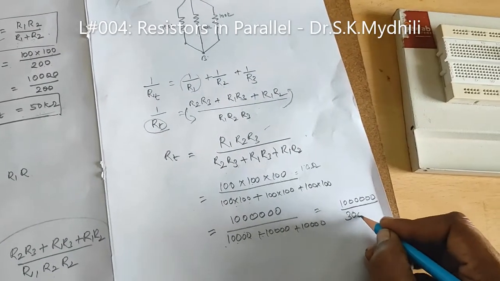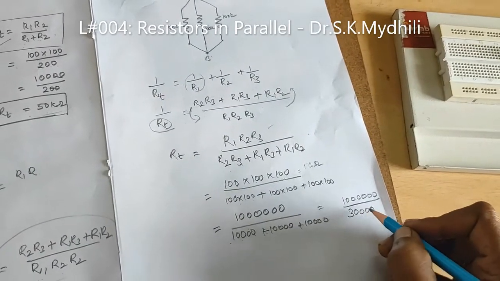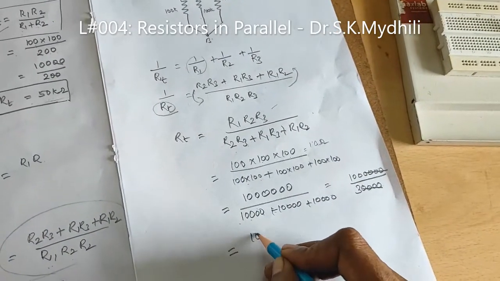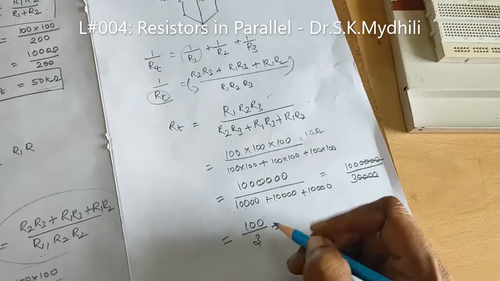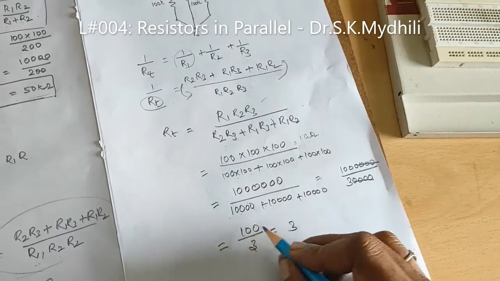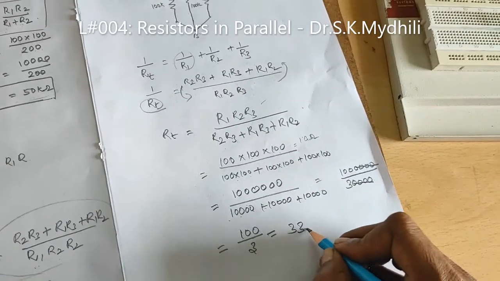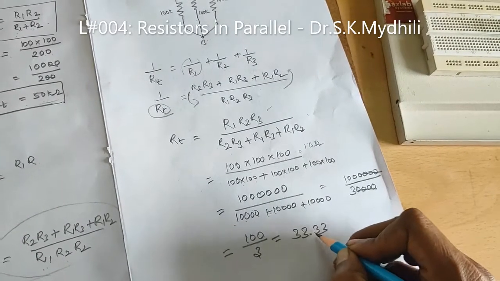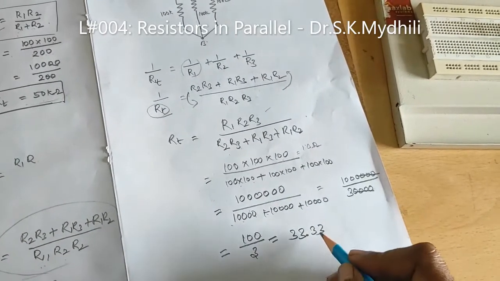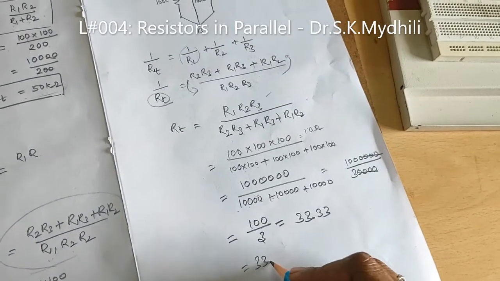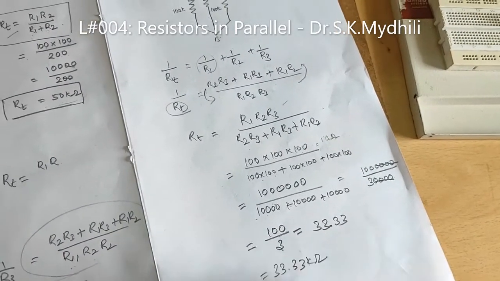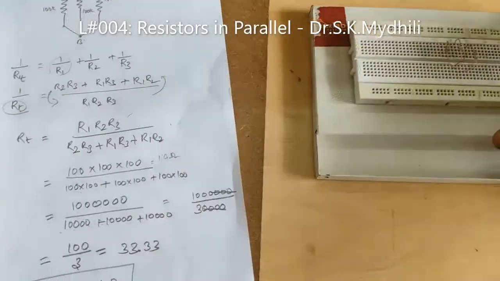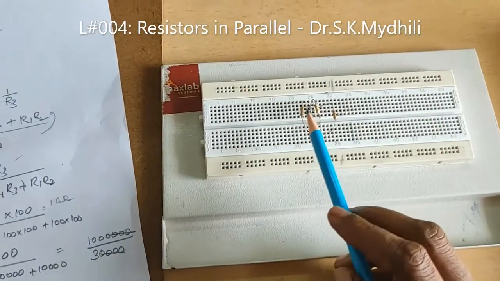So here you could see I am getting 100, that is 100k, that is 1 mega ohm resistance, divided by 30k resistance. Cancelling all those four zeros, we will get 100 divided by 3, that is merely 33 kilo ohms. So our R total here is 33.33 kilo ohms of resistance.